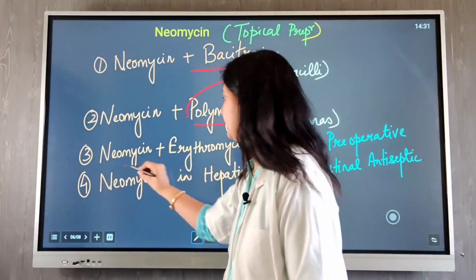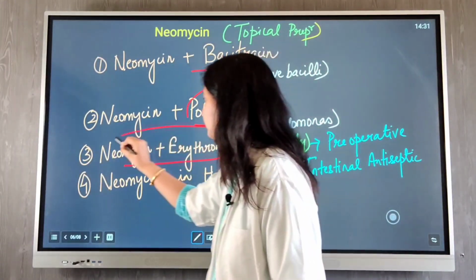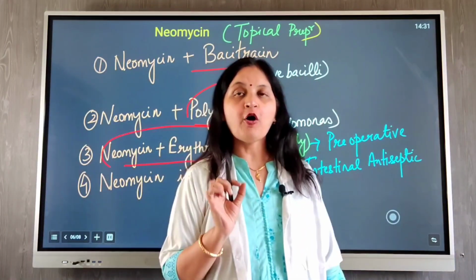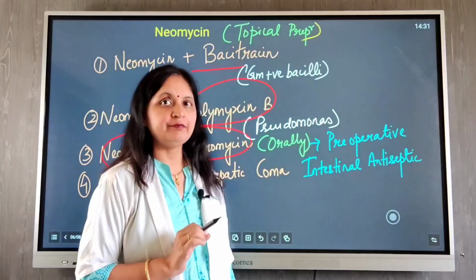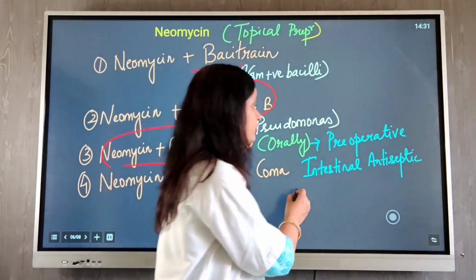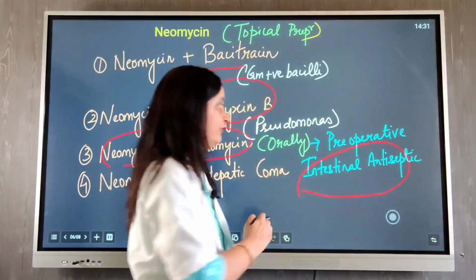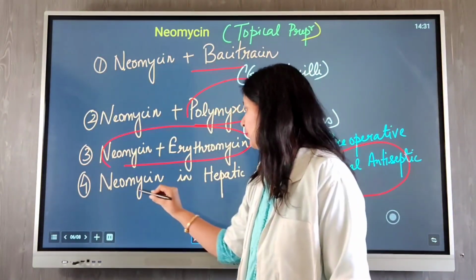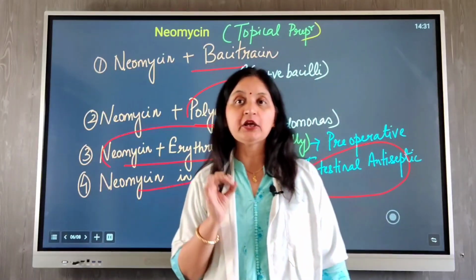Now neomycin and erythromycin can be combined together and administered orally and it acts as a pre-operative intestinal antiseptic given a day prior to surgery. So it is used as an intestinal antiseptic when given orally combined with erythromycin. Neomycin is also useful in hepatic coma.